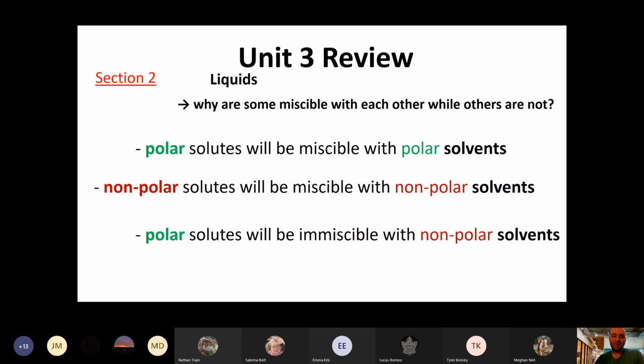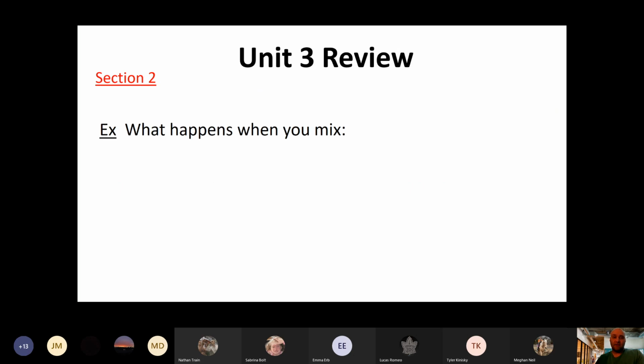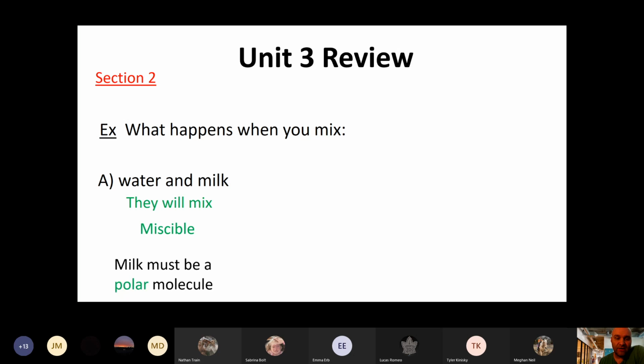And then, of course, the other scenario is where one's polar and one's nonpolar. Well, they're not going to mix. They will be immiscible. So what happens when you mix water and milk? You probably already know this one. Yeah, they'll mix. We know that they will be miscible. Well, what do we know? Already know that water is a polar molecule, meaning we've just discovered that this milk must also be polar.